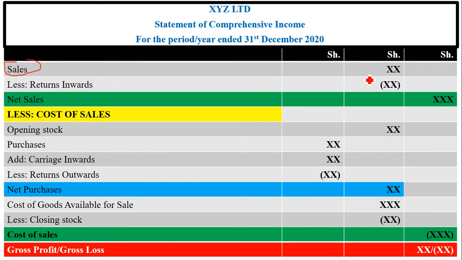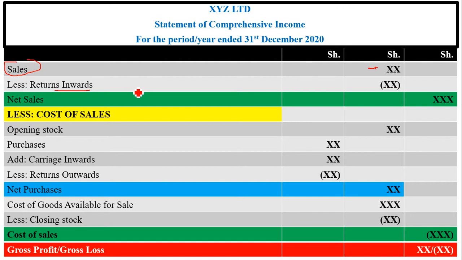So the sales, we normally record them in the second column here. Why? Because we need to adjust the sales. There is only one item that affects the sales. So if the sales figure is here, there is only one item that can affect the sales, and that is return inwards, or what we call sales returns. This is when you sell goods to customers and then those customers return the goods back to you.